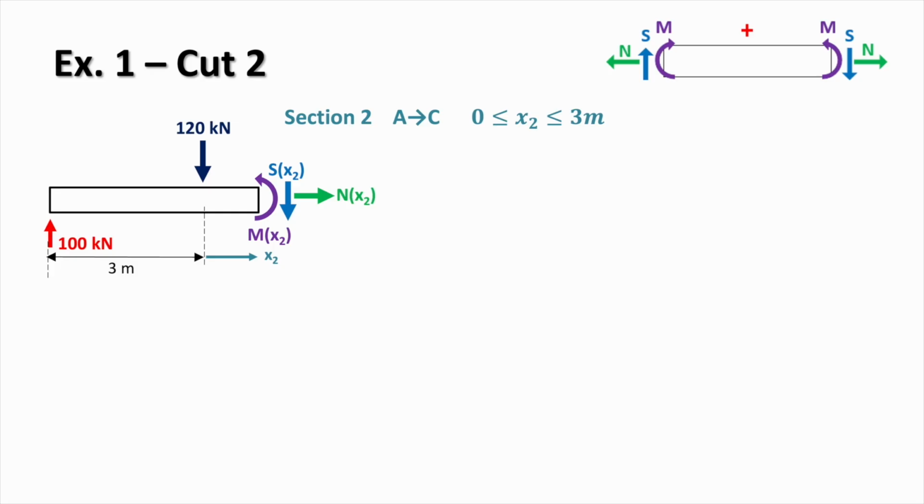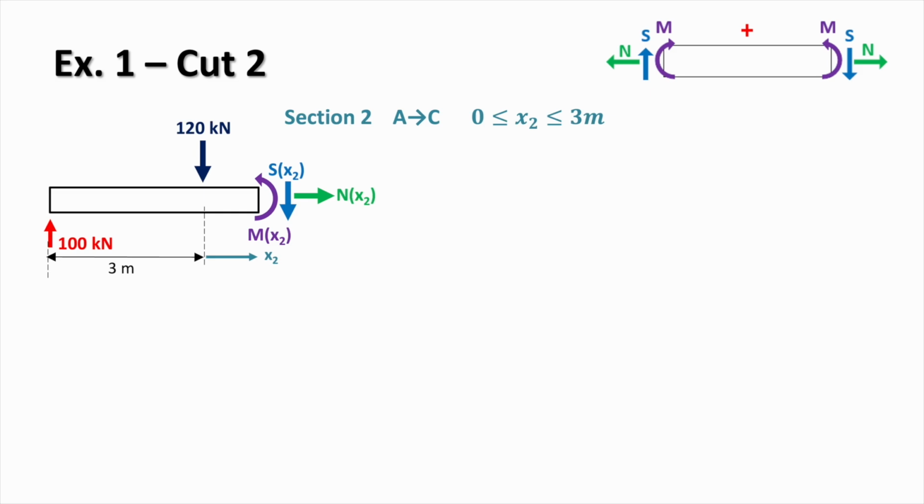We now move on to the second section. This section is defined from A to C, and x2 varies from 0 to 3. So here, x2 is measured from point B. So we've passed 3 meters, and now x2 is from point B onwards to point C.